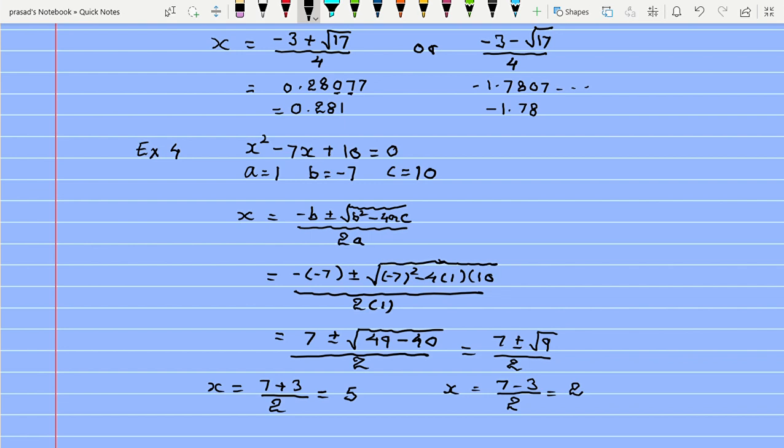I hope the steps are okay with you. Please go through them. So next class we'll see the completing the square method.